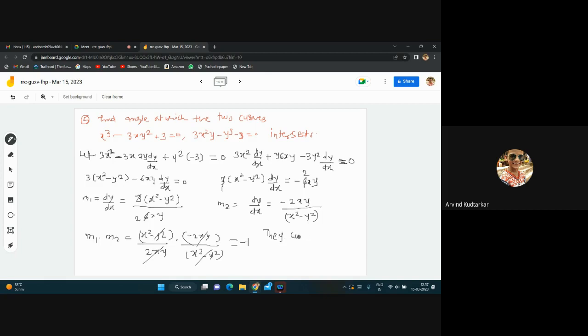They cut at a right angle, that is theta is equal to 90. So what will be the correct option? Angle 90. Correct? So these two curves will intersect at an angle of 90. How are we getting this? This is possible by the concept of differentiation. It is one of the applications of differentiation.